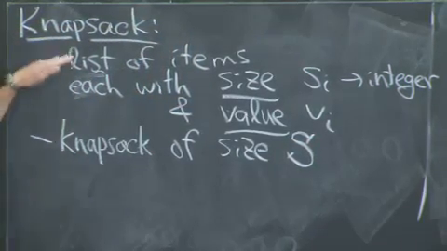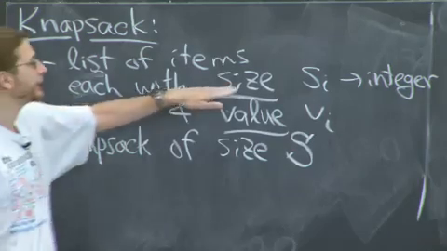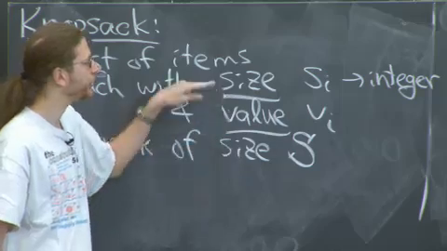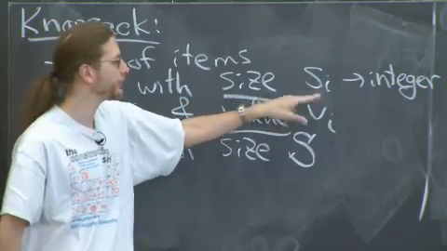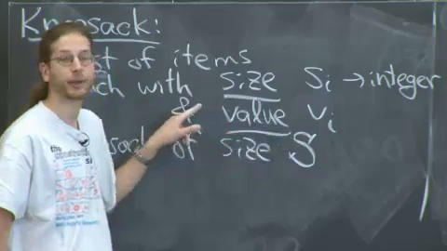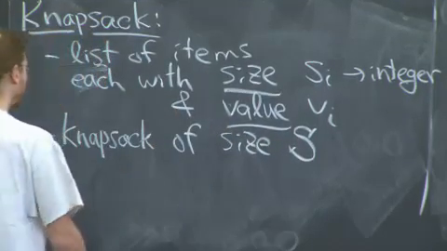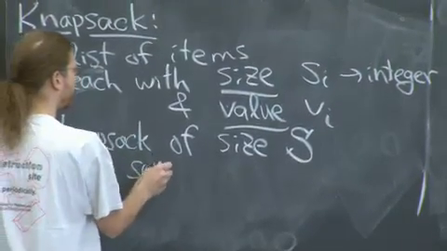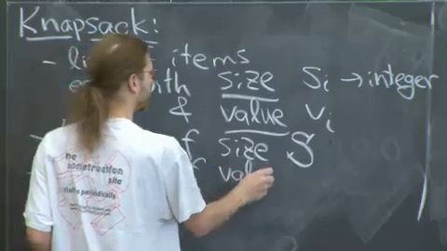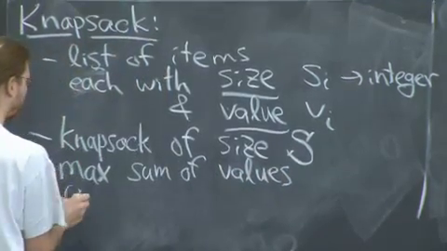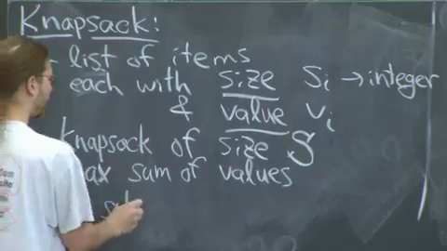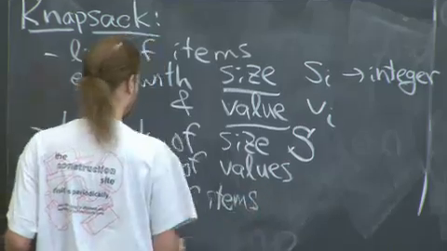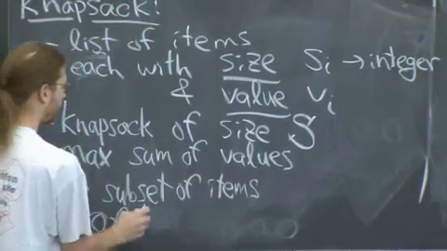Okay, and what you'd like to do is choose a subset of the items. If you're lucky, the sum of the s_i fits within S. Then you bring everything. If you're not lucky, that's not possible. You want to choose a subset of the items whose total size is less than or equal to S in order to maximize the sum of the values. So you want to maximize the sum of values for a subset of items of total size less than or equal to S.